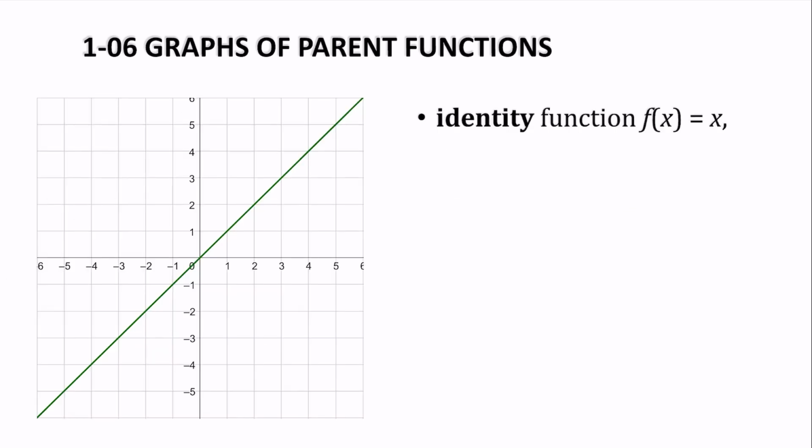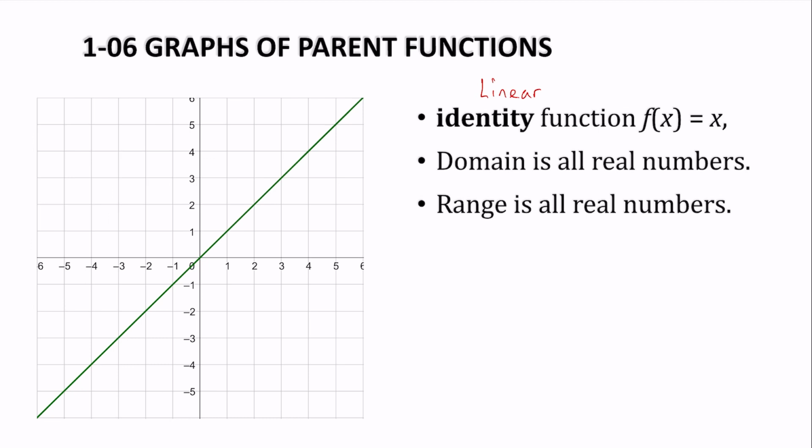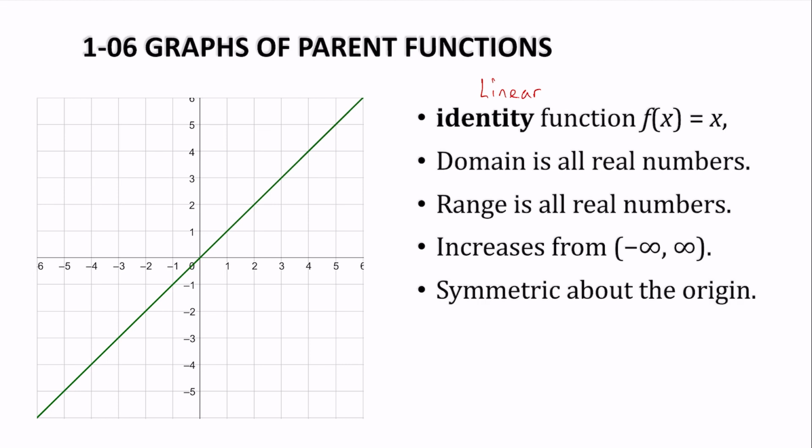Next is the identity function, or linear, if you'd like. It's f of x equals x or y equals x. It goes all the way from left to right, so the domain is all real numbers, and it goes all the way from top to bottom, so the range is also all real numbers. It's constantly increasing and is symmetric about the origin.